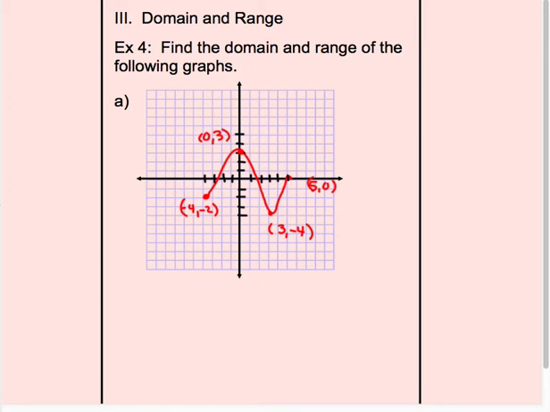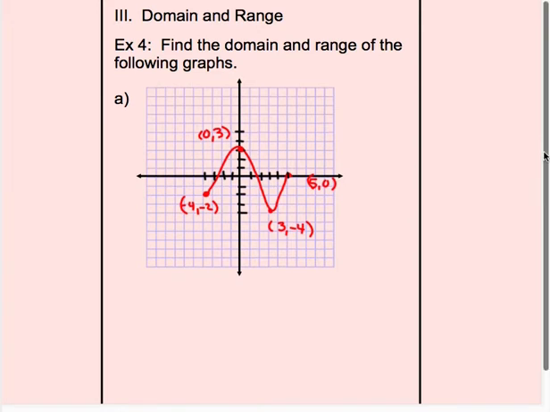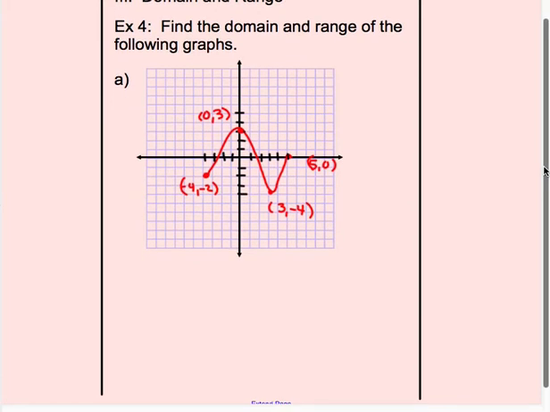Now we're going to be looking at domain and range again. This time we're looking at it in a slightly different way, looking at the graph of the function as opposed to the equation for the function. So on this one, when we're looking for the domain of the graph, what we want to look for is where is the graph defined, or for what x values is there a graph attached to it, so to speak.